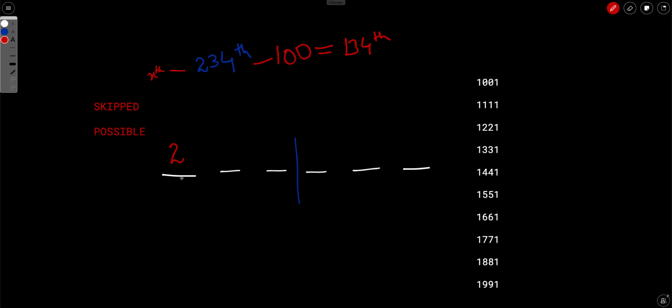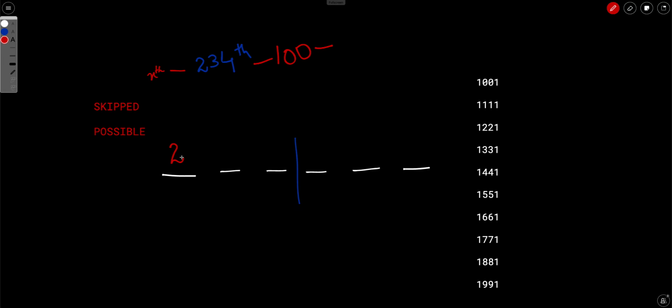Now, again, starting with 2, how many palindromes are possible? Again, 100. There are two places and both are inner places, so they both can start with 0. So a total of 100 palindromes are possible. Again, 100 is not 134th, so we can't put 2 here. We have to put higher digits.